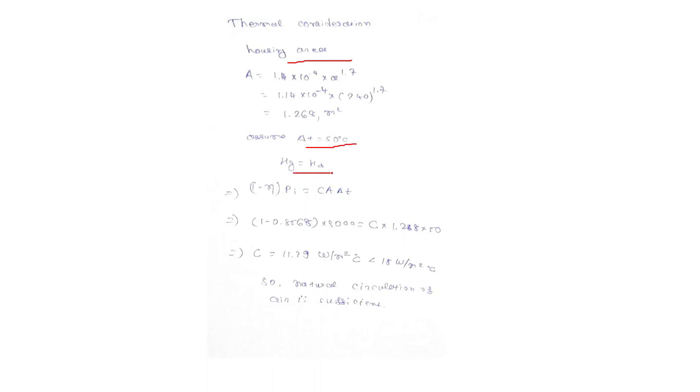For a worm gear we know that Hg is always equal to Hd for transfer of heat. So we use the equation Hg is equal to 1 minus eta into Pi, and Hd is C A delta T. Now putting all values in this, we get the value of C, the overall heat transfer coefficient, which is 11.29 watt per meter square into centigrade, which is less than 18.